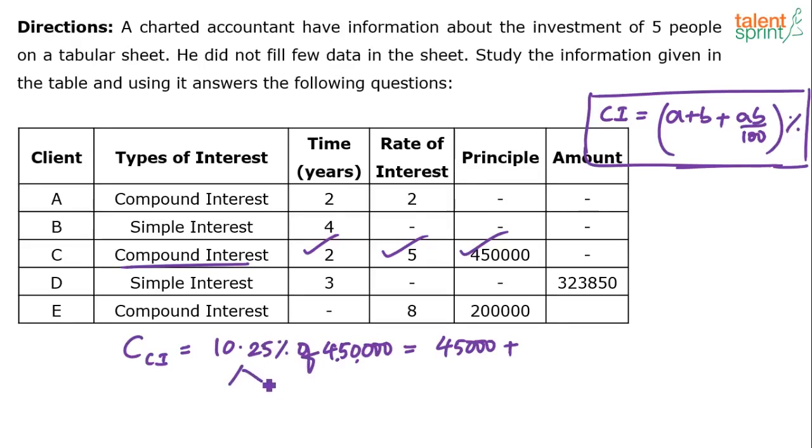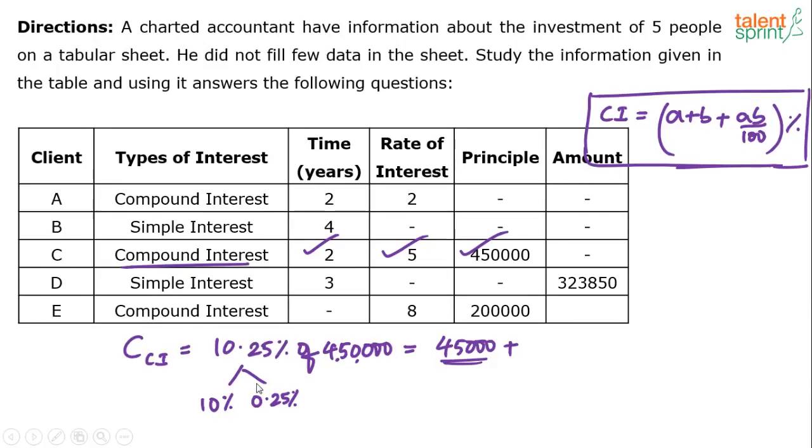You're getting it? I am breaking 10.25% as 10% and 0.25%. 10% of 4,50,000 is 45,000. Simple. Now 0.25%, how do you do this? See, 1% of 4,50,000 will be 4,500. 1% is 1/100th of the value, so divide by 100. When you divide by 100, what do you get? 4,500. 1% is 4,500. I want 0.25%.